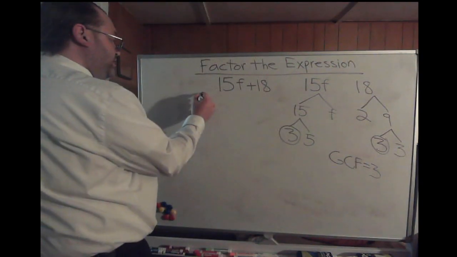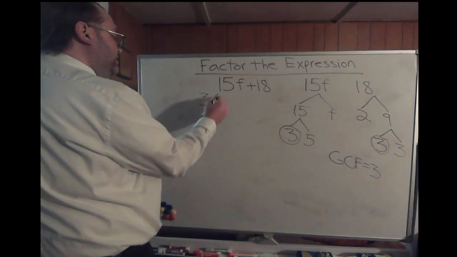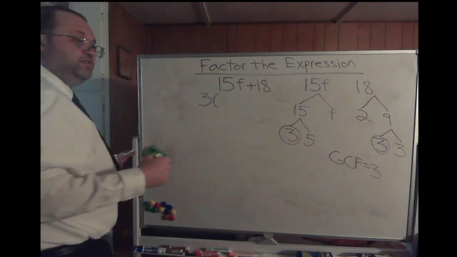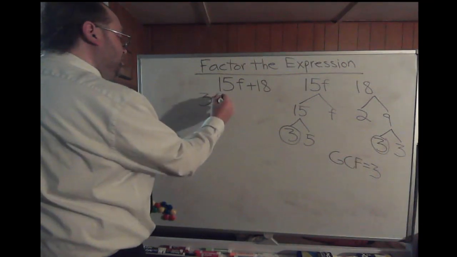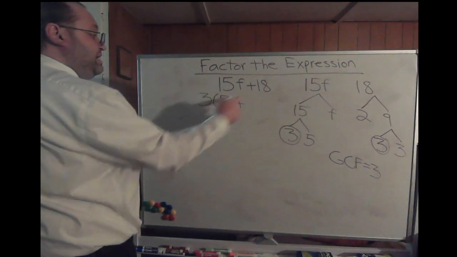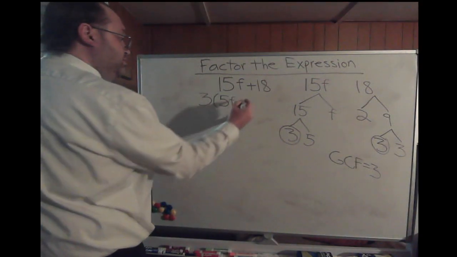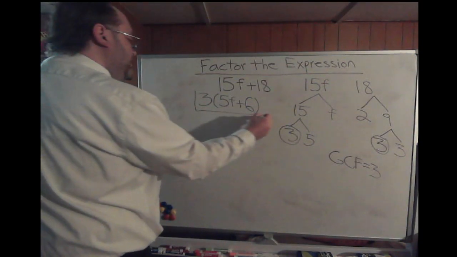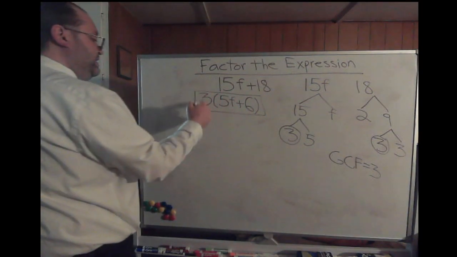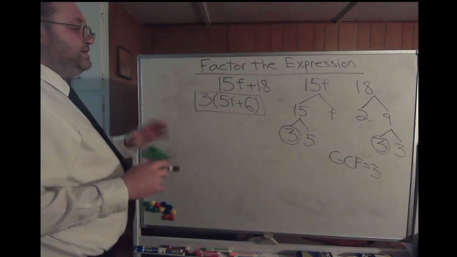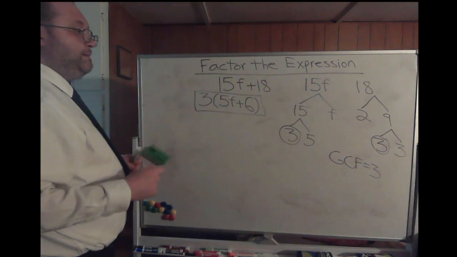So now you'll take your greatest common factor up here. You'll have 3 outside of the parentheses. So 3 times what equals 15f? That'd be 5f. Plus, then 3 times what equals 18? Well, that'd just be 6. So 3 times the quantity of 5f plus 6, that is your factored expression.